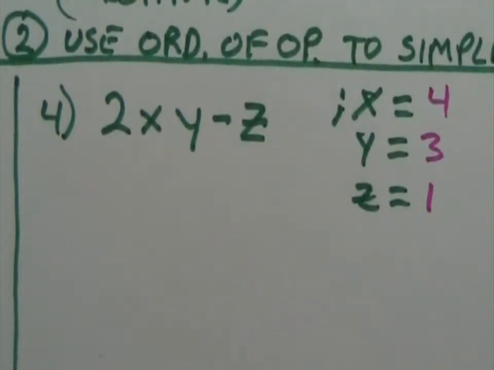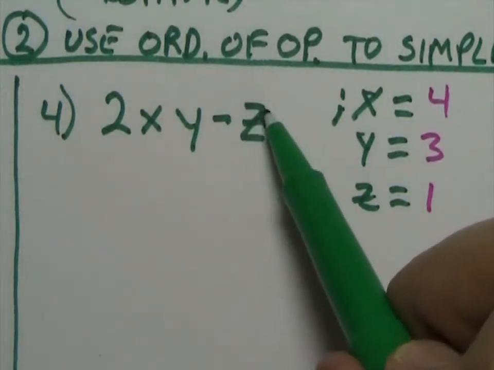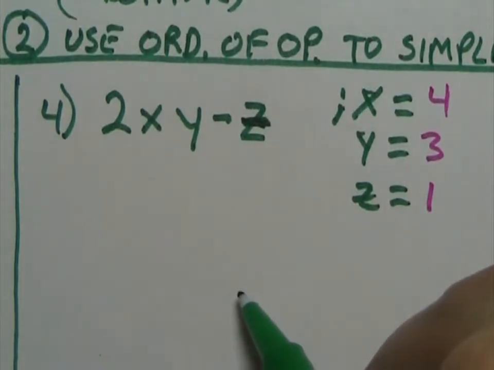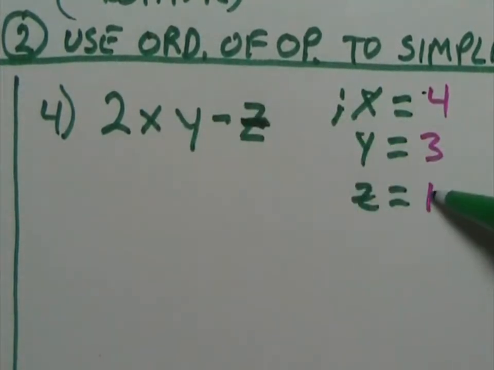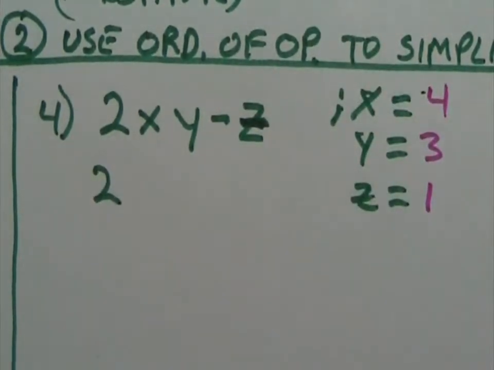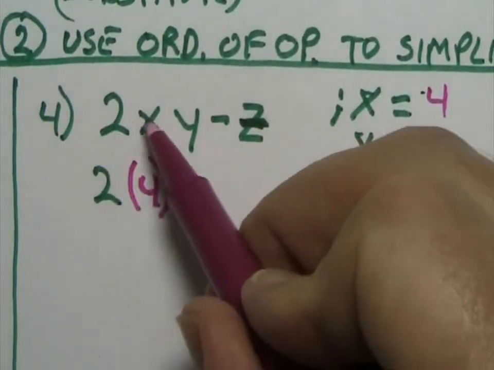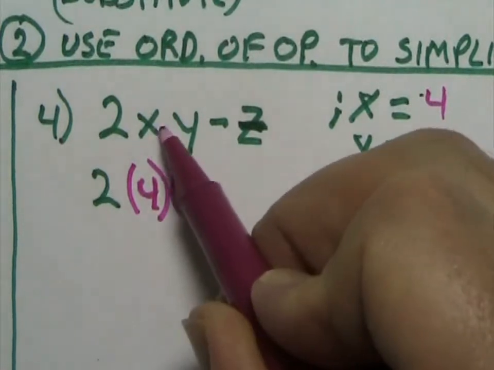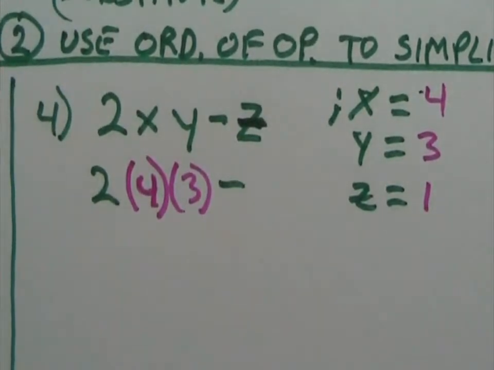Okay, number 4. We have 2xy. That means 2 times x times y. Minus, now this is a z. You know it's a z because I put a line through it. This way it doesn't look like a number 2. And x is 4, y is 3, and z is 1. So plug those numbers in for those variables. So x is 4. And I like to use parentheses to separate them because it's 2 times 4. Then I have 3 for y. And again, it's times. And I have minus, and z is 1. So minus 1.